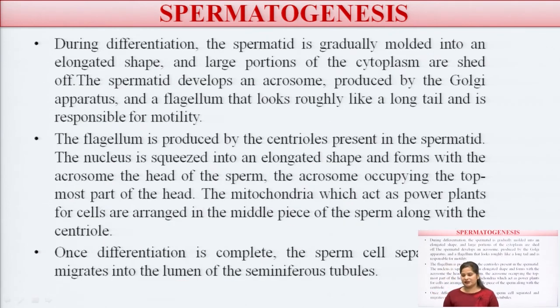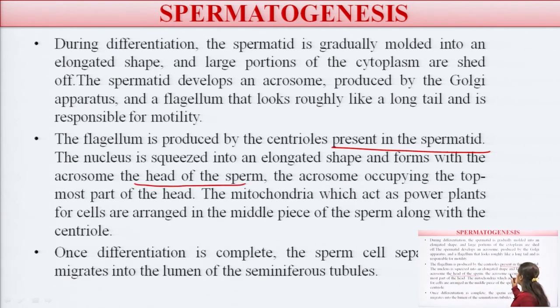Now, during the differentiation, the spermatid is gradually molded into an elongated shape, and a large portion of the cytoplasm is shed off. The sperm develops an acrosome produced by the Golgi apparatus, and a flagellum that looks roughly like a long tail and is responsible for motility. The flagellum is produced by the centriole present in the spermatid. The nucleus is condensed and elongated to form the head of the sperm, right? The acrosome occupies the topmost part of the head.